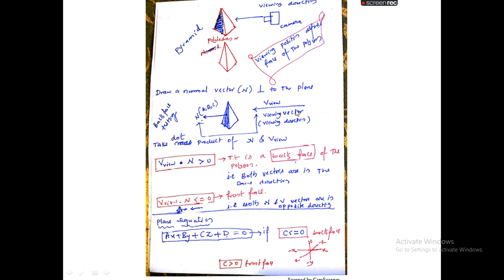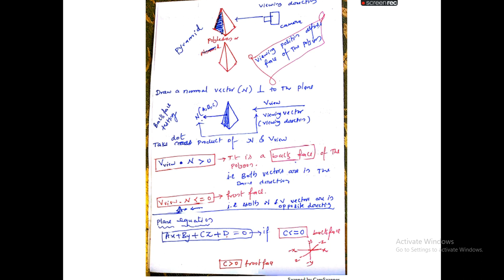Same direction means the viewing direction is right to left, and this normal vector direction is also right to left. When both vectors are pointing in the same direction, the result of the dot product will be greater than 0. When the result is greater than 0, definitely it is a back face of the polygon. Then we need to remove this particular face of the polygon.